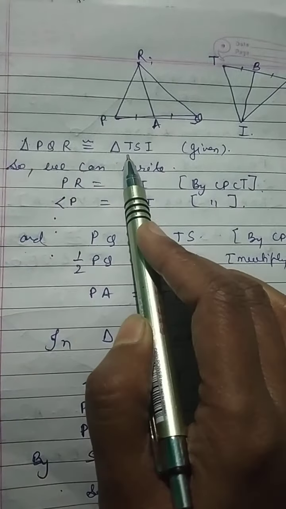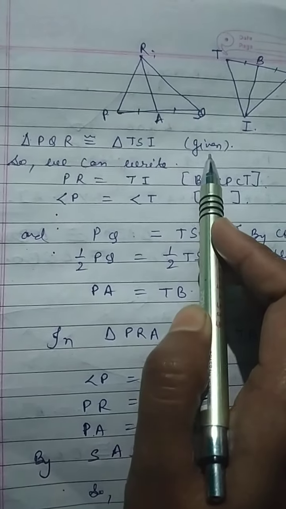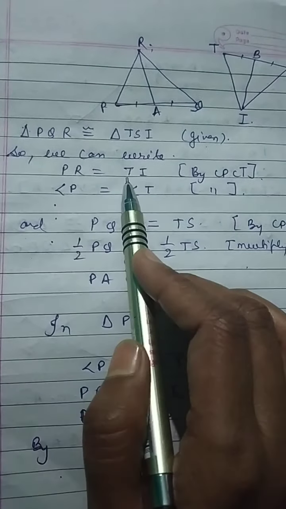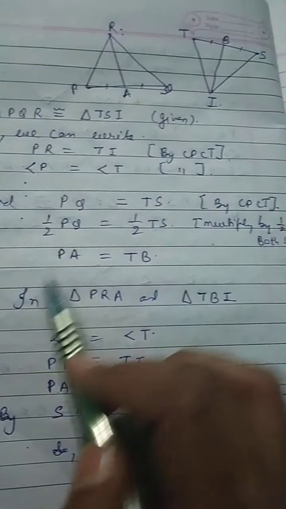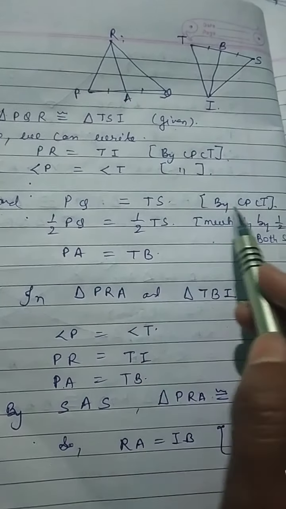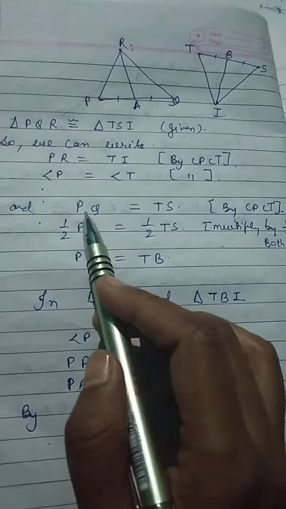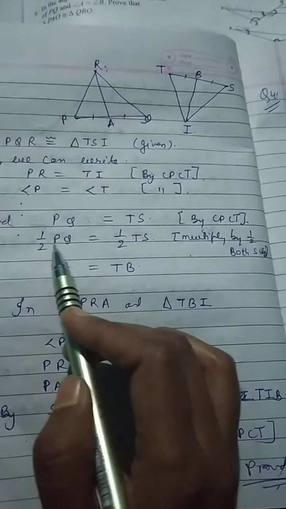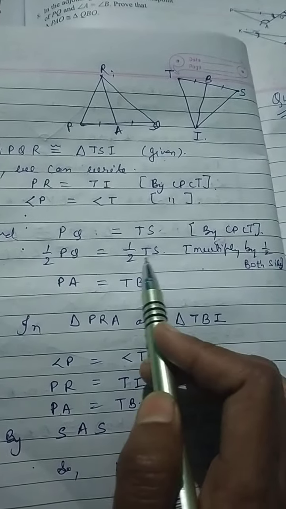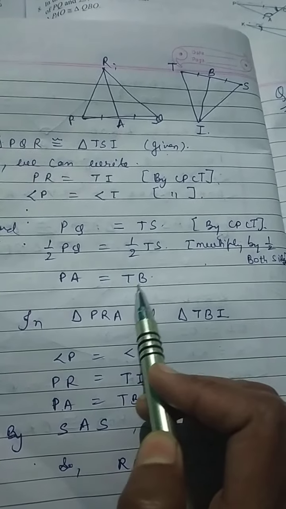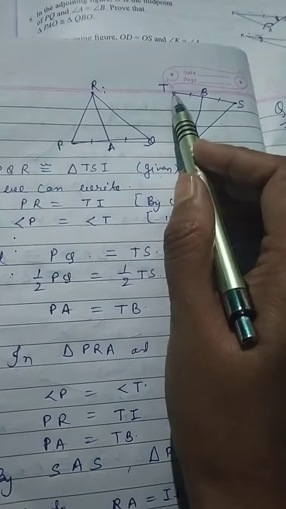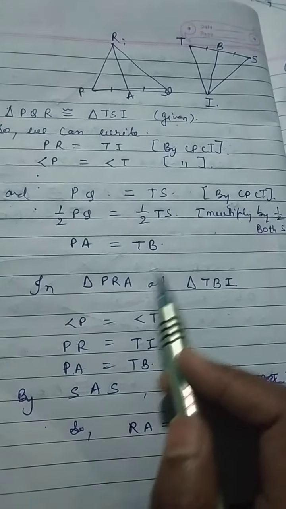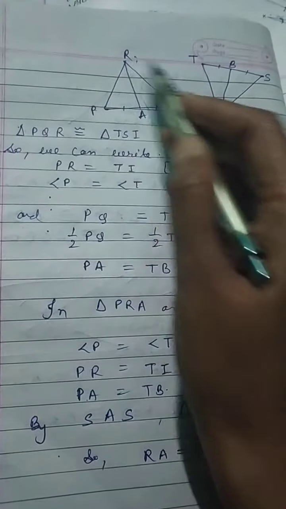In triangle PQR and triangle TSI, both are congruent, it is given. So can we write PR is equal to TI and angle P is equal to angle T by CPCT, and PQ is equal to TS. This also we can write by CPCT. So multiply both sides by half. Half of PQ and half of TS means PA and TB, because half of PQ is PA and half of TS is TB. Okay, now we are going to take this triangle and this triangle.